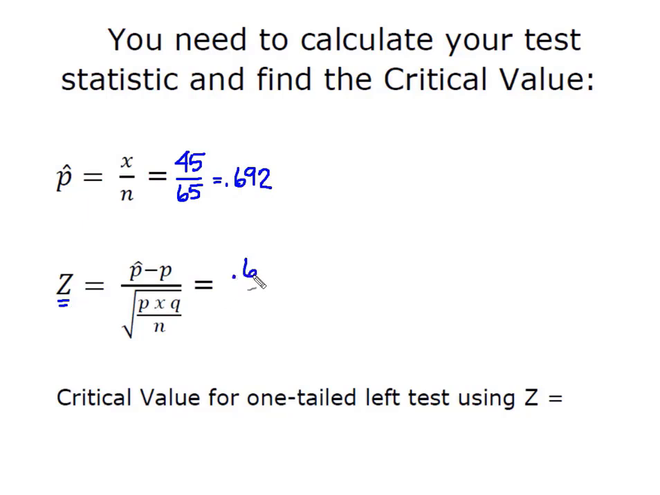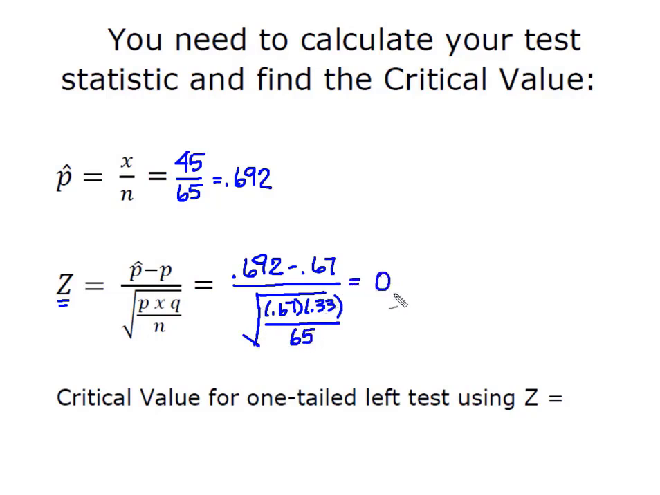I'm going to take my sample proportion minus my hypothesized population proportion, and then I'm going to divide it by this standard error. So I'm going to take 0.67 times 0.33. I'm going to multiply those two together. Then I'm going to divide them by 65, at which point I can take the square root of the whole thing. And when I do that piece of math, I come up with a calculated z-score, or a test statistic, of 0.38.